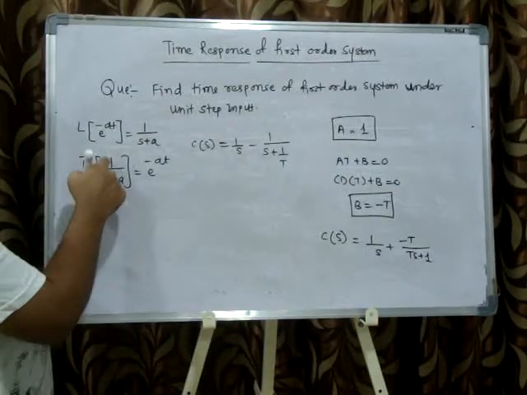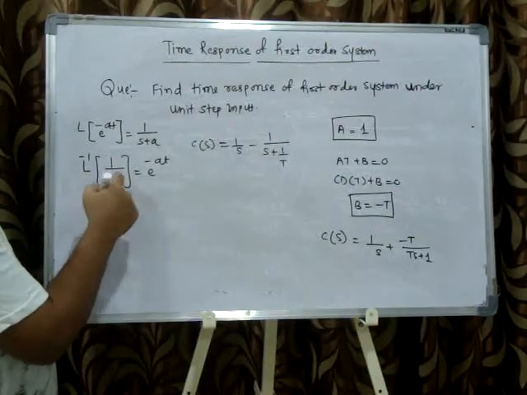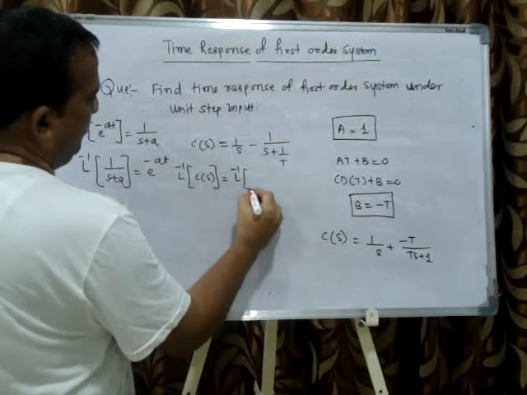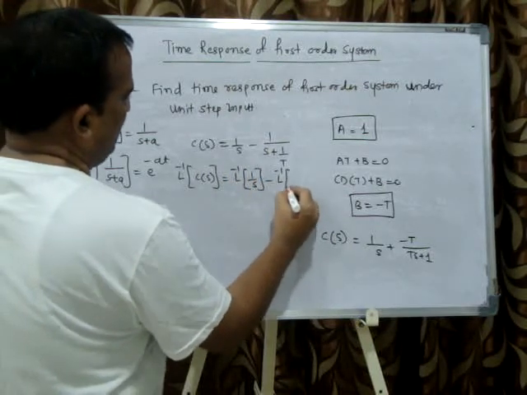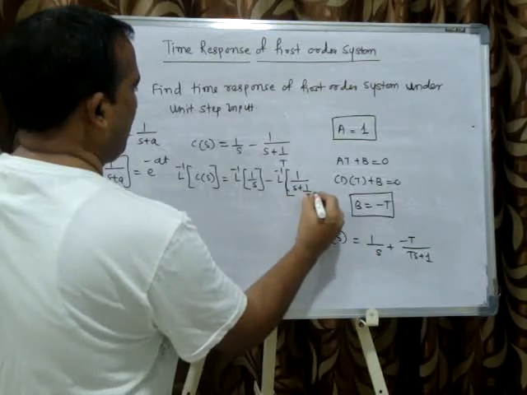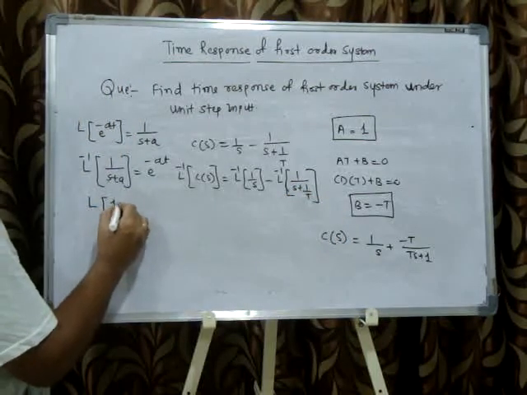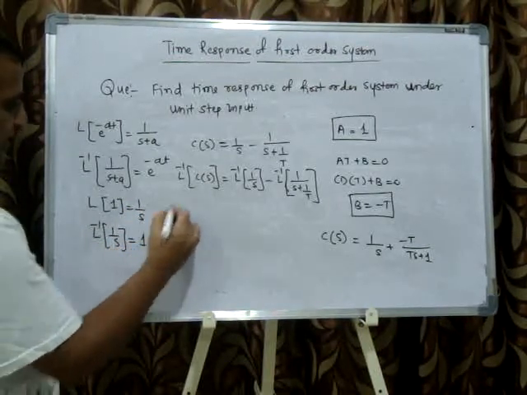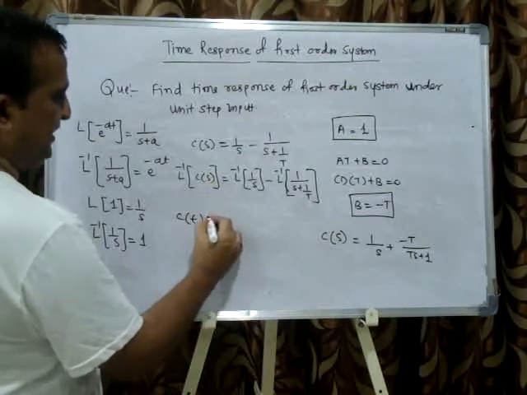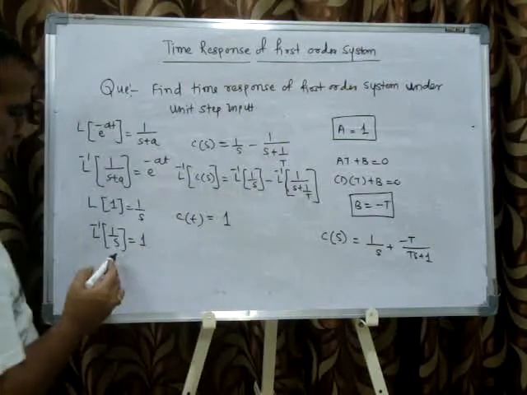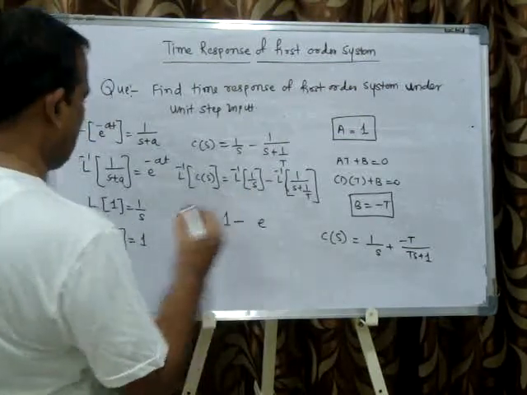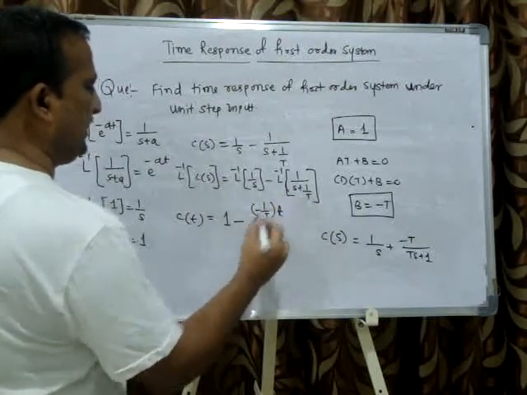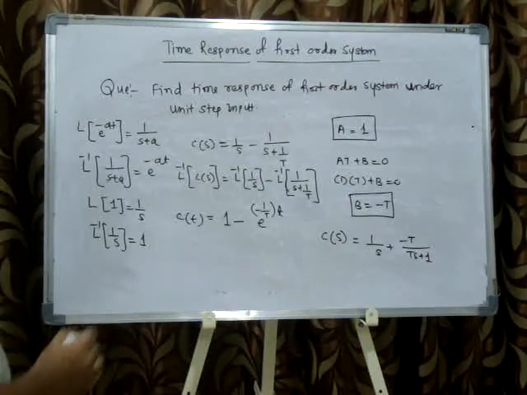Because to take a Laplace inverse of 1 by s plus a. Now taking the Laplace inverse of C of s, the Laplace inverse of 1 by s minus the Laplace inverse of 1 by s plus 1 by T. We know that the Laplace transform of 1 is 1 by s, and the Laplace inverse of 1 by s is 1. So C of s becomes C of t, which is 1 minus e raised to minus t by T. Small t is time, capital T is the time constant.